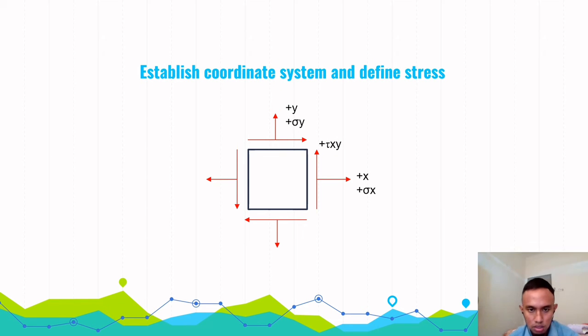So we move on to the established coordinate system. This is our local coordinate system for the given plane stress element, and normally the horizontal one is plus x-axis and the vertical one is plus y-axis. And now that we have established the coordinate system, we are ready to define the stresses. Here it's really important to make sure that we distinguish between the positive and negative stress based on our coordinate system.